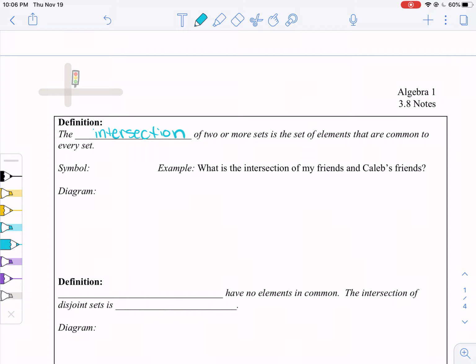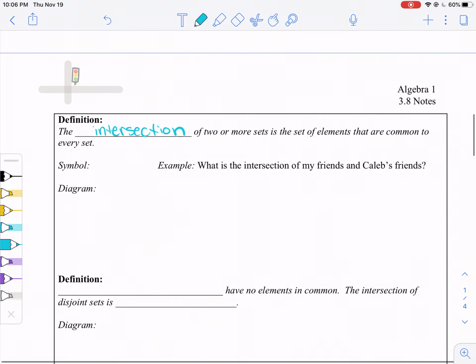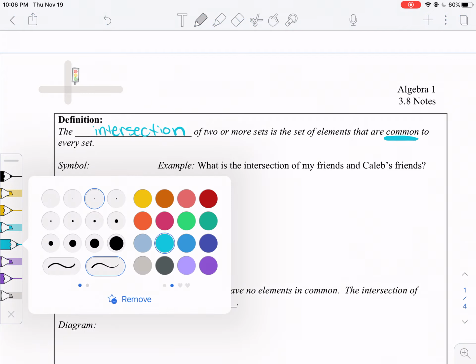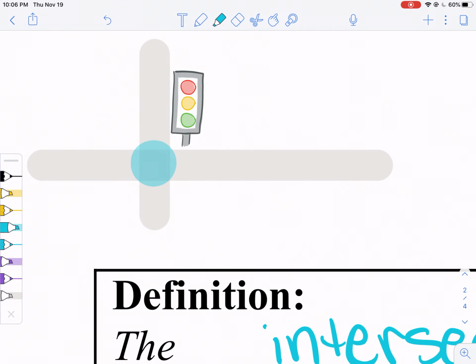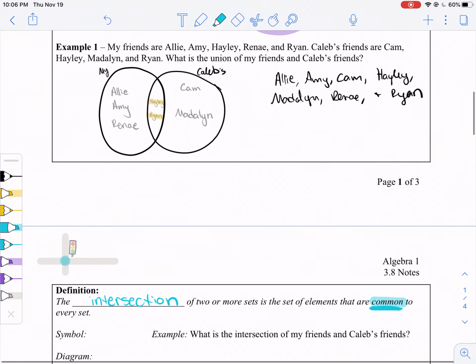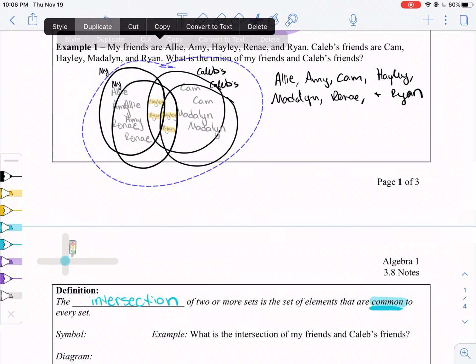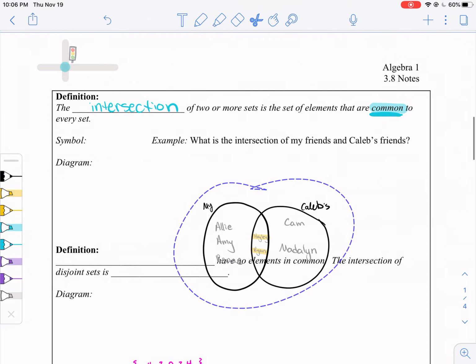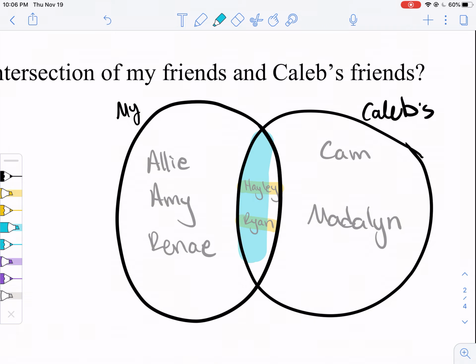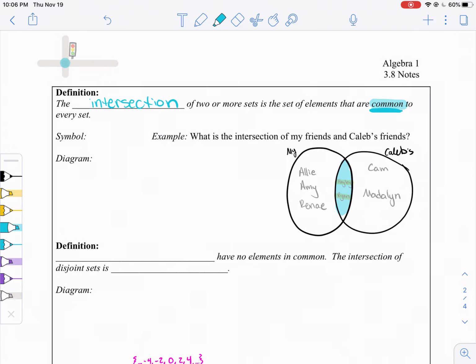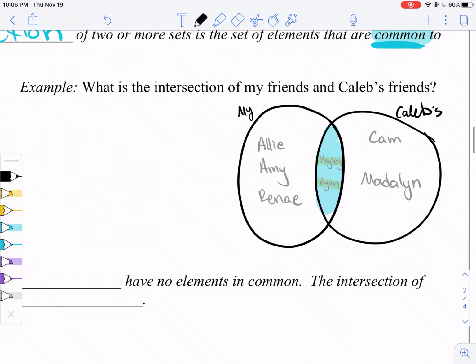The intersection of two or more sets is the set of elements that are common to all of those sets that they share. Okay, it's where they run into each other. Just like the intersection up here is this part right there. So if we were to take our friends and move it down here, the intersection of my friends and Caleb's friends is just Ryan and Haley. That's it. That's the intersection. That means we have 2 friends in common.